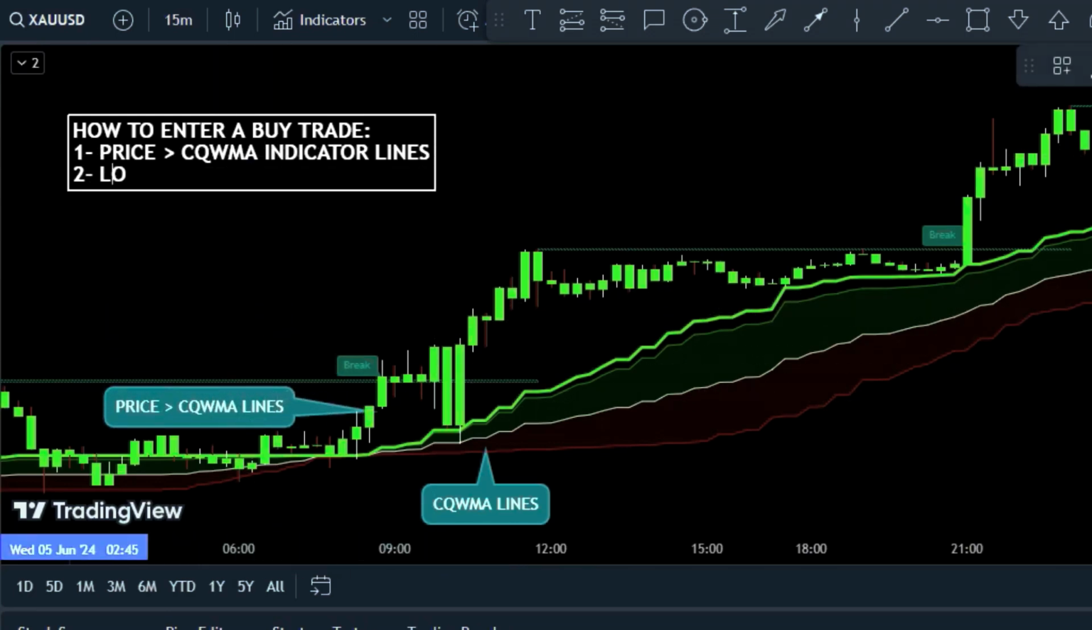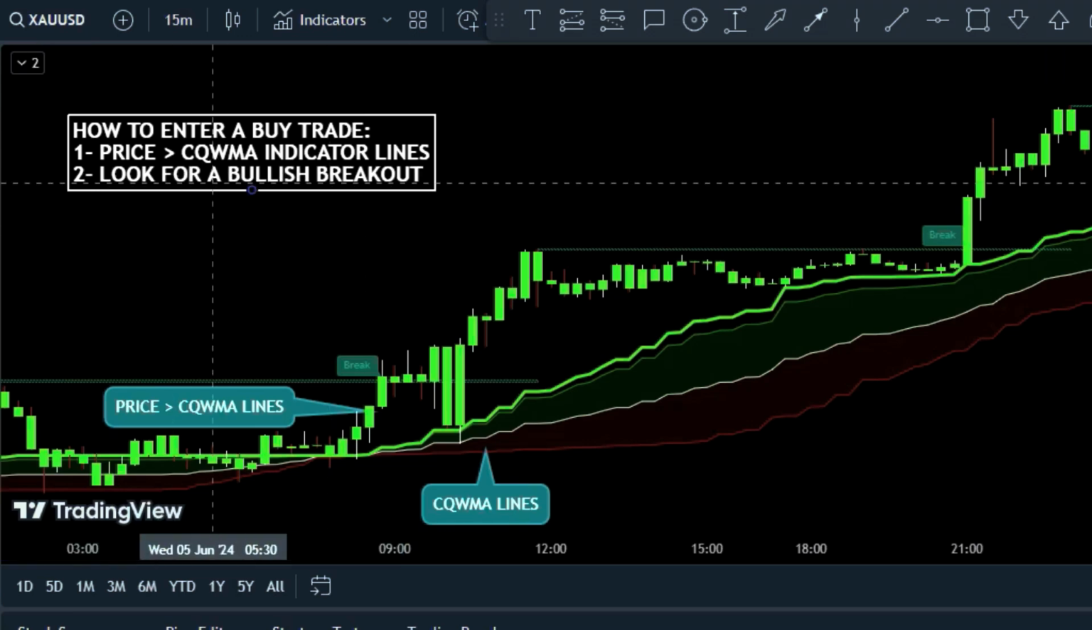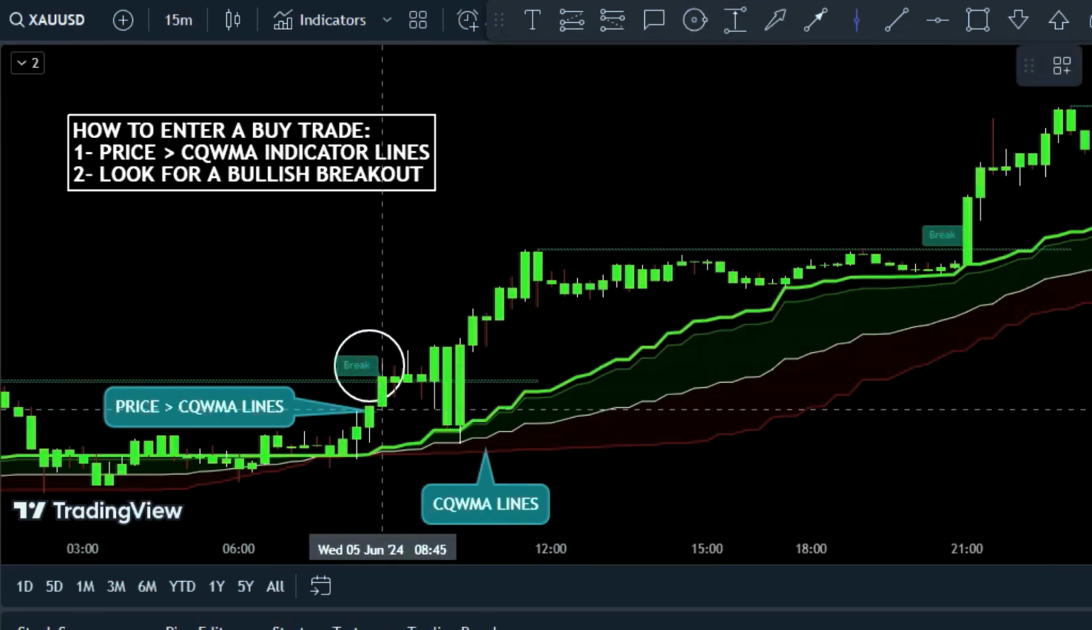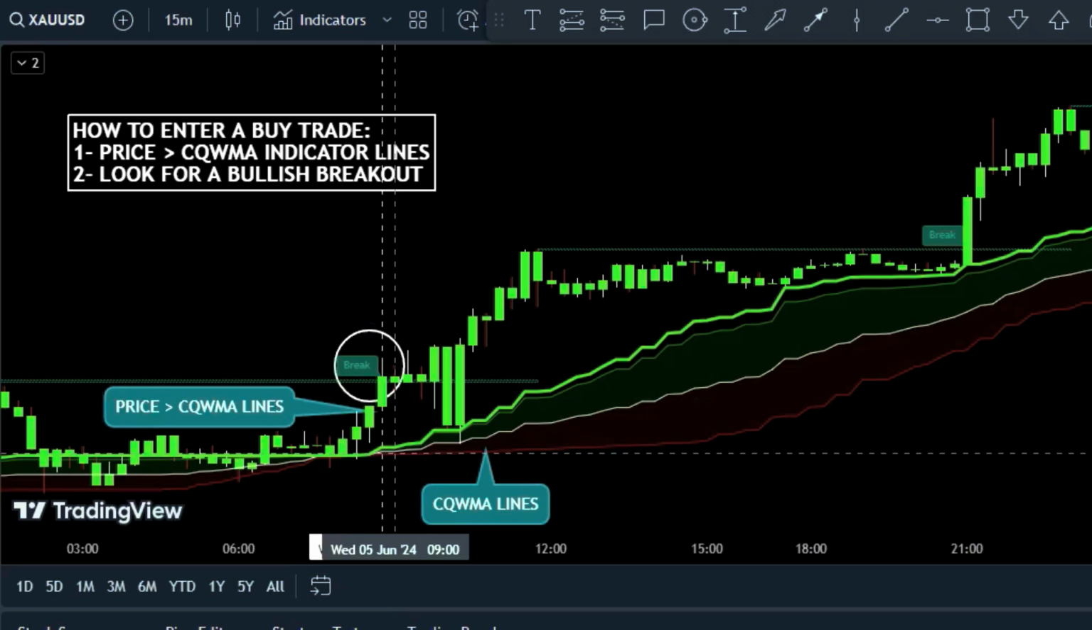Next up, keep your eyes peeled for a bullish breakout on the chart. If you see one, and the price candles are still chilling above the QWMA lines, it's go time. You can now dive in and open the buy position with confidence.